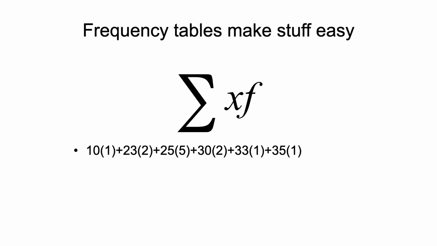The nice thing about a frequency table is it makes some things easy. You can actually get the sum of the x's, that's all the values times their frequencies, which will give you the total value of all the scores, right? In our case here, it's 309. This is 35, a 33, two 30s, 5 25s, 2 23s, and then, of course, our friend who got 10.